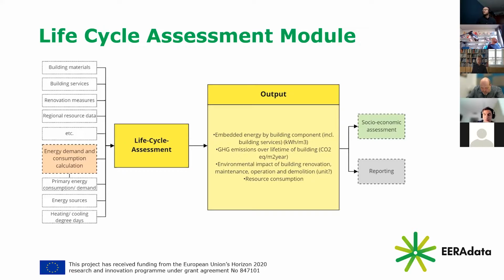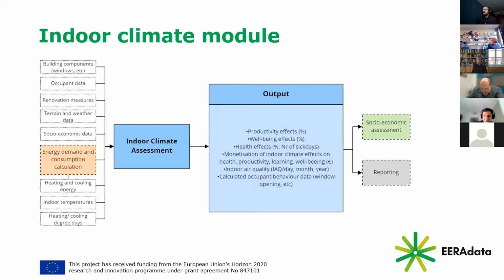where all the cost data is added to the outputs and into the reporting of the tool. Finally, we have the indoor climate assessment, which is based on a lot of weather data, on the cubature of the building components, windows, heating systems, ventilation, cross ventilation, AC-like systems, and also terrain and weather data. So here we simulate more or less the indoor climate in schools at the moment. The outputs I already mentioned are productivity effects, well-being effects. And this module can be gradually extended also with light effects, and we work on developing it for other building types like office buildings. Output is feeding a lot into the socio-economic assessment and to the reporting.